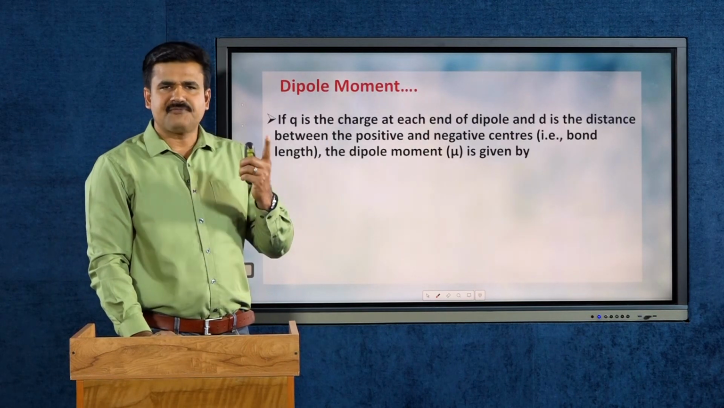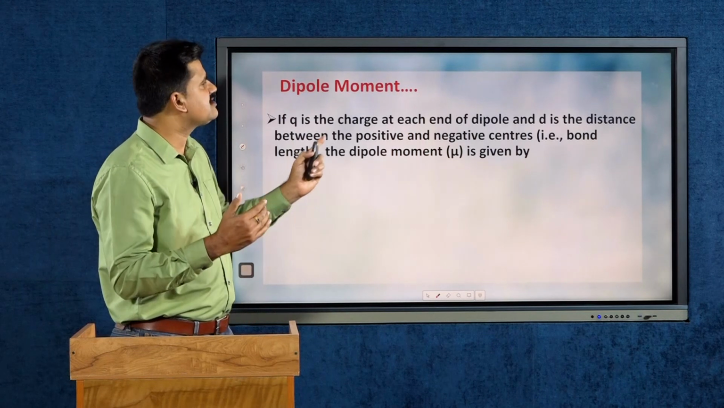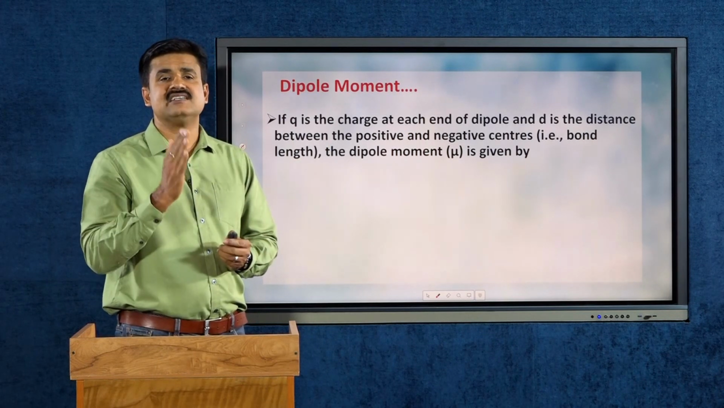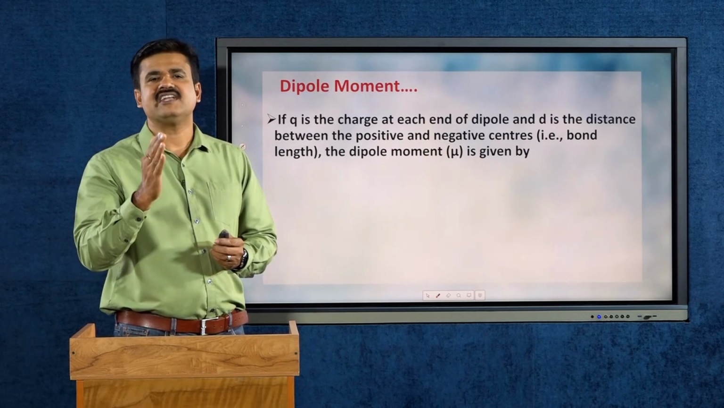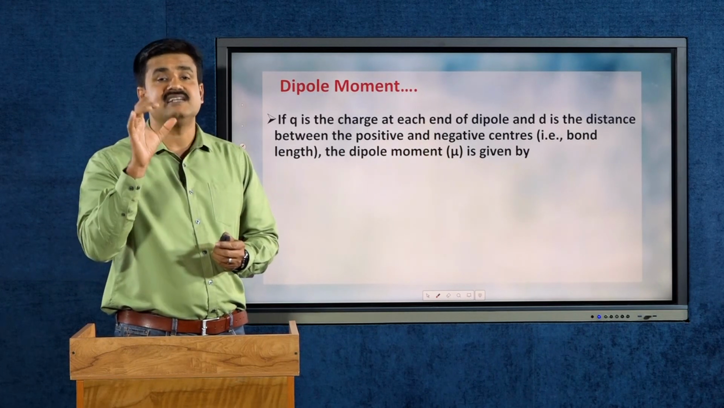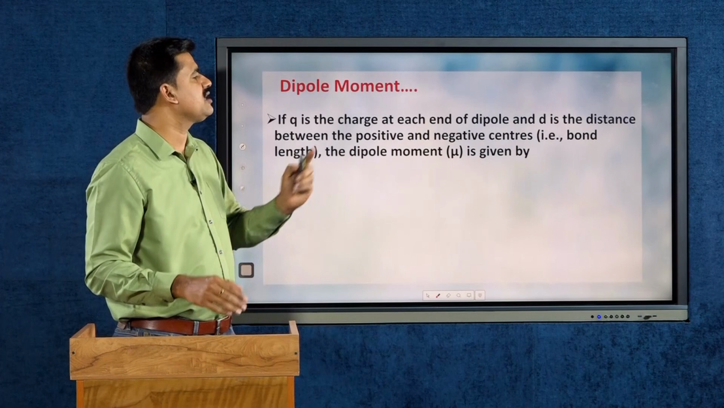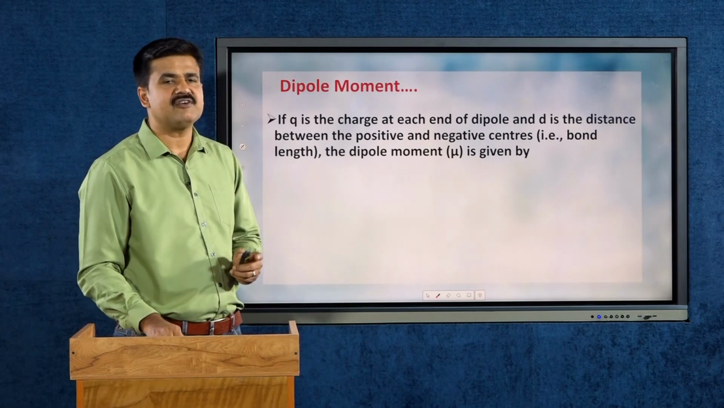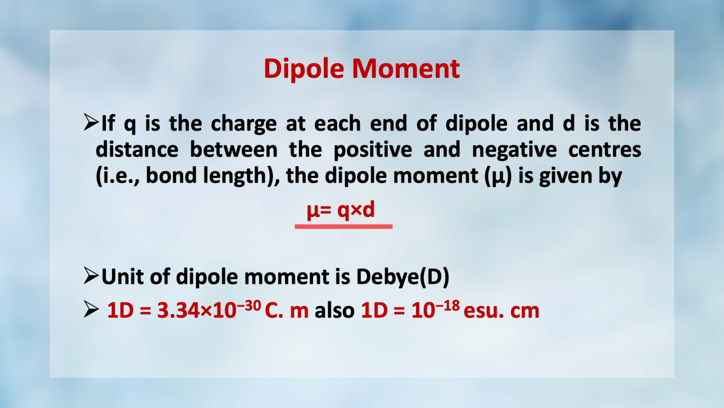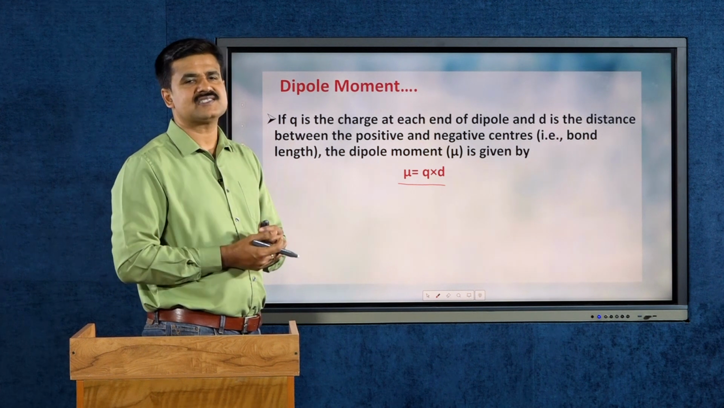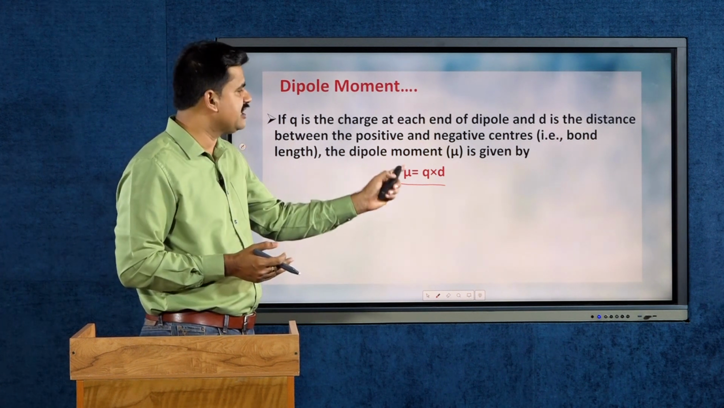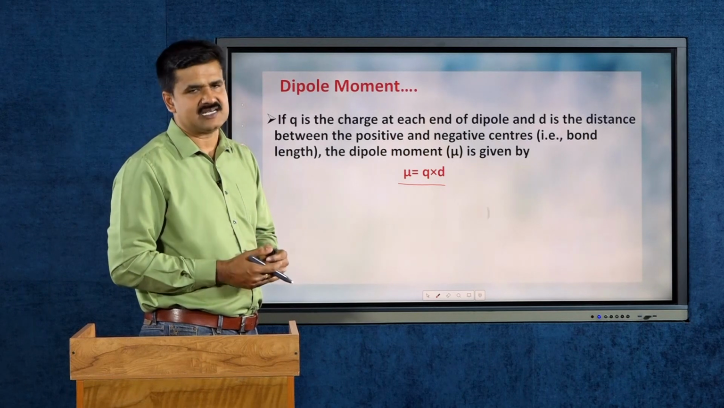Now, if Q is the charge at each end of the dipole and D is the distance between positive and negative center, theoretically this distance is equal to the bond length, then the dipole moment mu is given by the expression mu is equal to Q into D. Remember, in this expression mu represents the dipole moment, Q represents the magnitude of any one of the charge, either the positive charge or the negative charge, and D represents the distance between the charges.